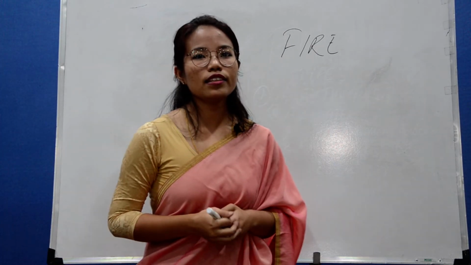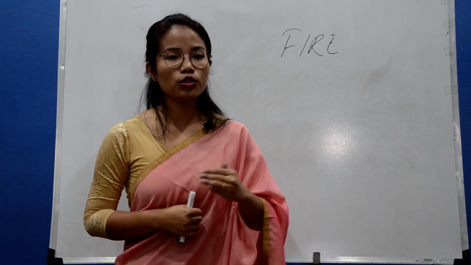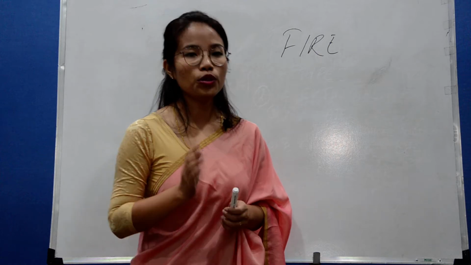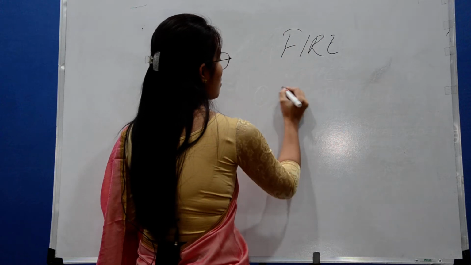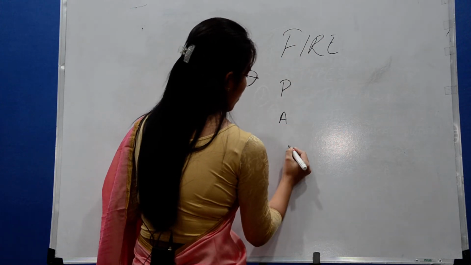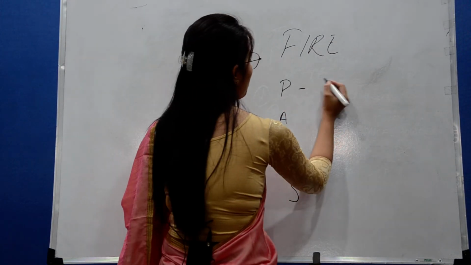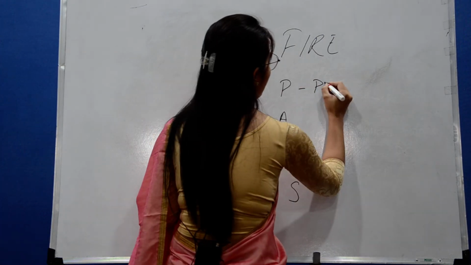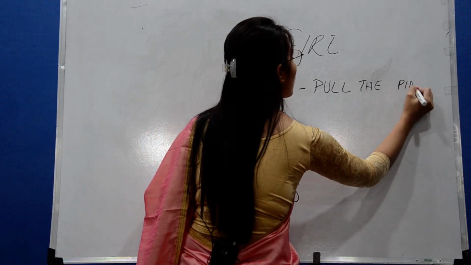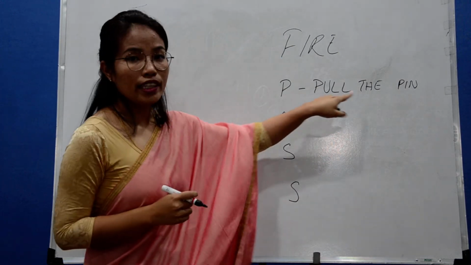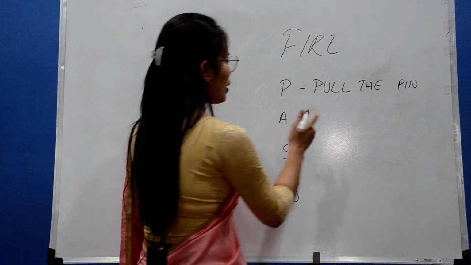So now let's discuss how you're supposed to use the fire extinguisher. What are the steps that you're supposed to do when you use a fire extinguisher? So we can follow this step, that is PASS. P stands for pull the pin. After pulling the pin out, we have to aim the fire extinguisher at the base of the fire. That is aim.